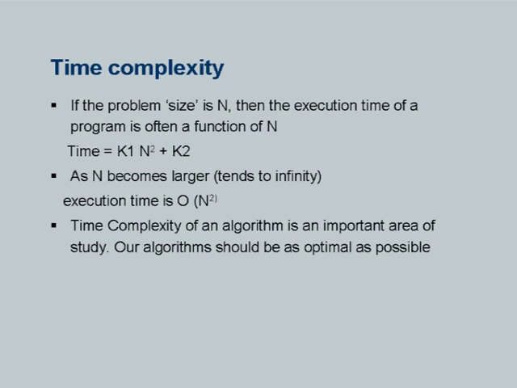Actually, this formula is not correct. The formula should be time equal to k1 times n square plus k2 times n plus k3. That is the proper polynomial representation. The point to be noted here is that as n becomes larger or tends to infinity, the individual factors such as k1, k2 and lower order terms of powers of n such as n or n raised to 1 or n raised to 0 do not contribute much. In the limit, the execution time will be proportional to n square, and that is why such algorithms are said to have a time complexity of order n square.